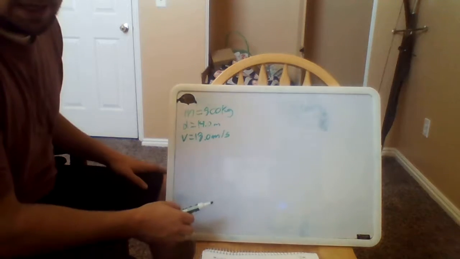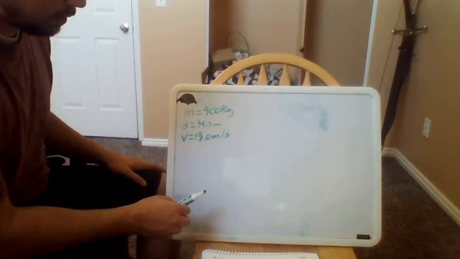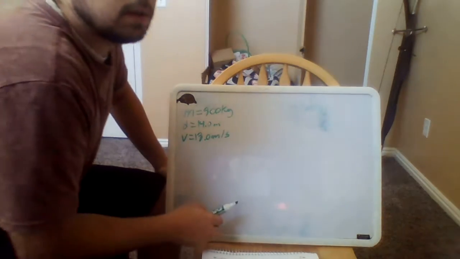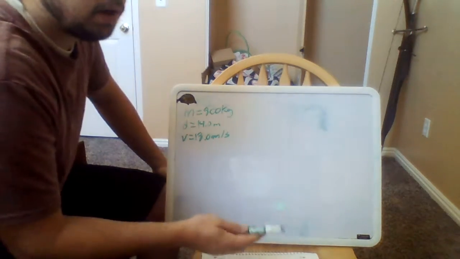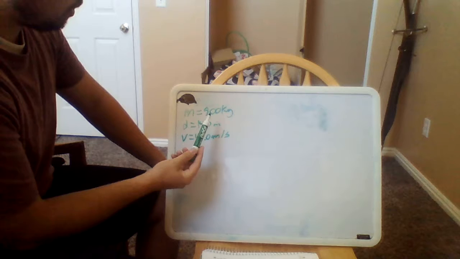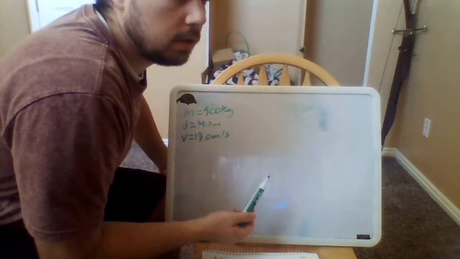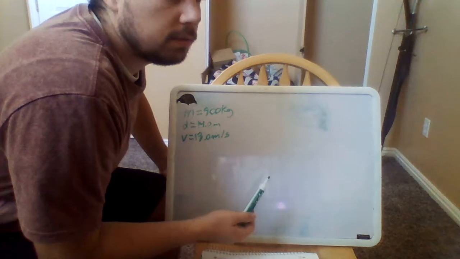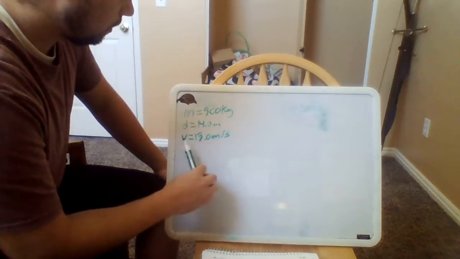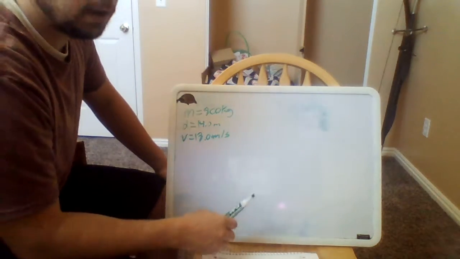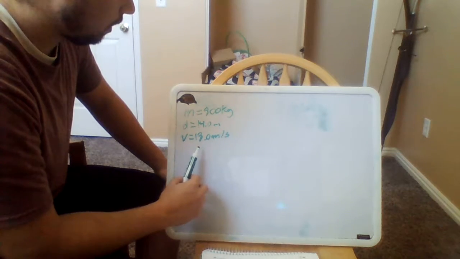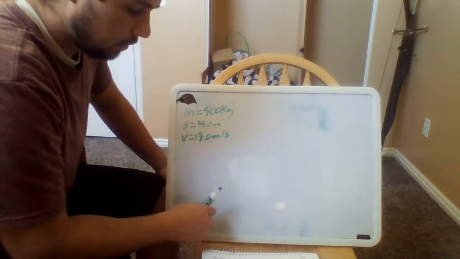Okay, this is problem 85 from chapter 6. I'll read it a little bit for you. We have a pump that's required to pump 800 kilograms of water per minute from a well that's 14 meters deep, and it's supposed to eject it out at 18 meters per second. There's three parts to this.